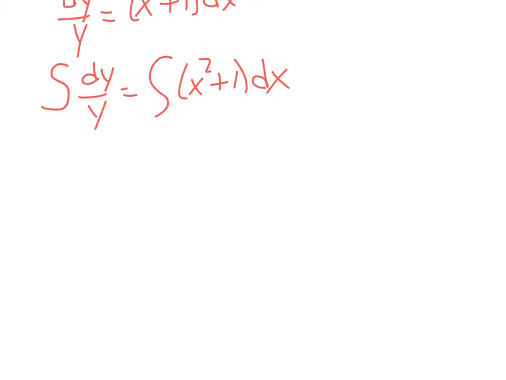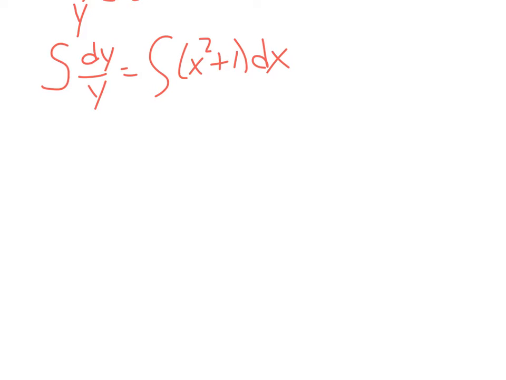And so when we take the integral of the left side, we're going to have the natural log of y. And it would be plus c, but like I said earlier, we're just going to deal with that once, and we'll do it on the right-hand side. And so the antiderivative of x squared would be x to the third over 3 plus x, and then there's our plus c.